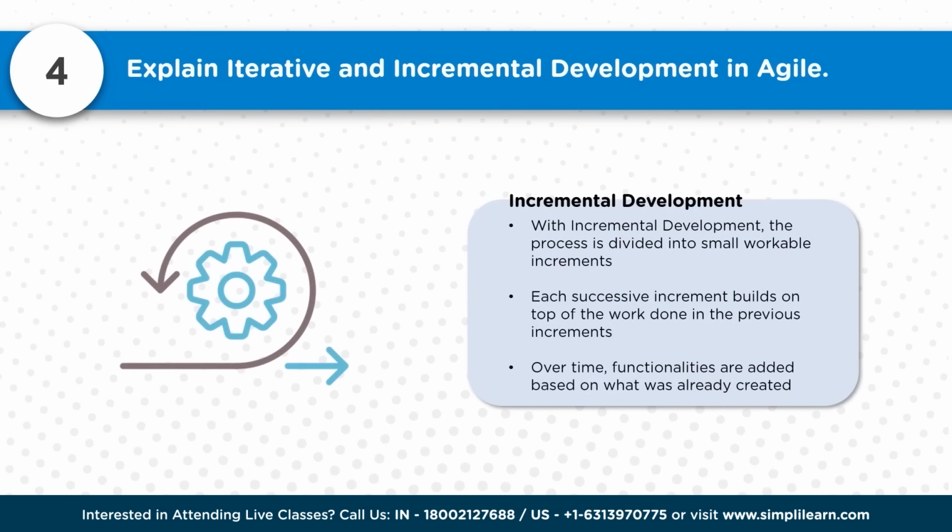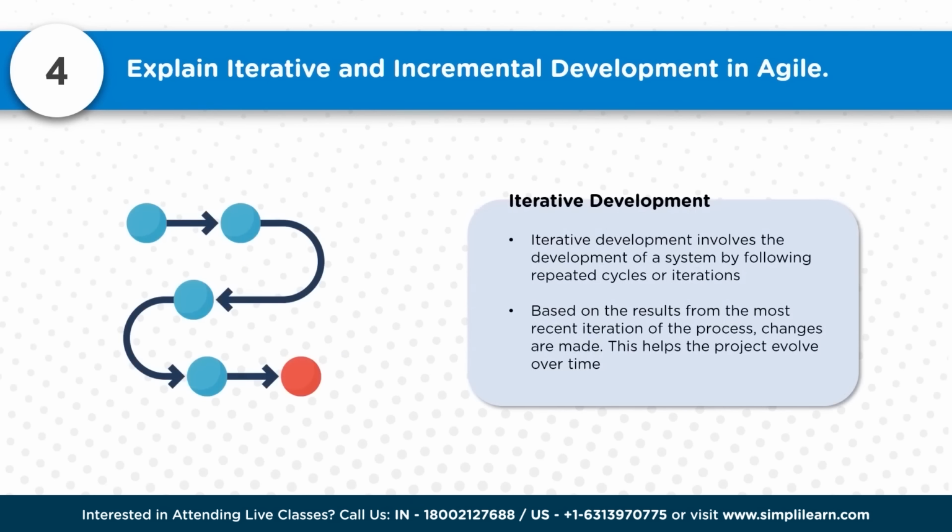So next, question number 4: explain iterative and incremental development in Agile. Incremental development means the process is divided into many small workable increments, which can be done one after the other. Each successive increment builds on top of the work done in the previous increments. Over time, functionalities are added based on what was already created.